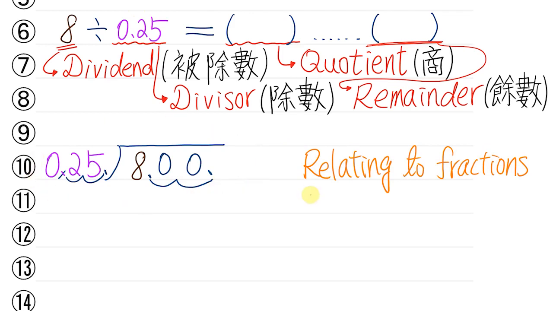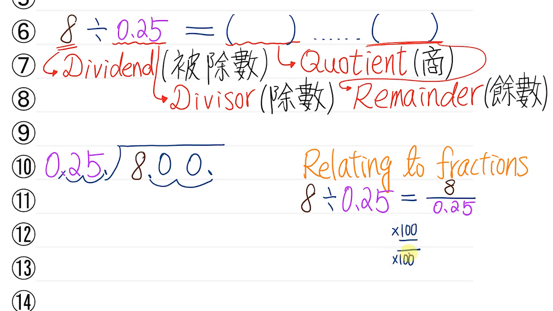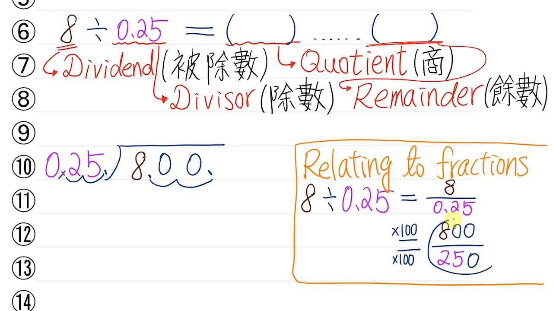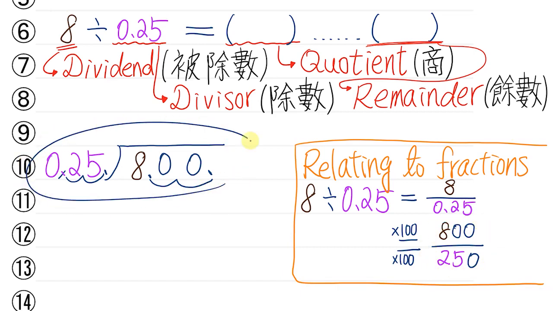Essentially what we did here is 8 divided by 0.25 is equal to 8 over 0.25. And then we know if we multiply top and bottom by 100, it doesn't change the actual value of this fraction. And so our numerator becomes 800 and the denominator becomes 25. And this 800 divided by 25 is exactly what we are doing here. Now this is just a long division of whole numbers, which we know what to do.